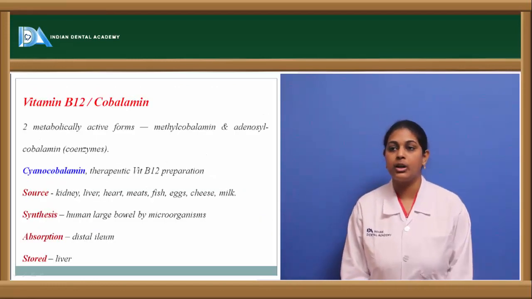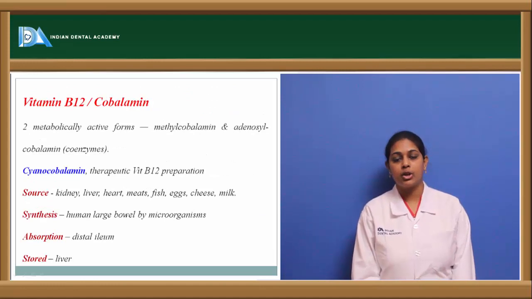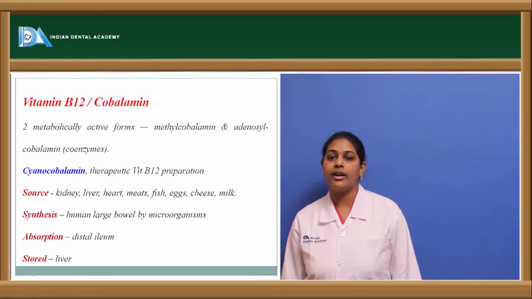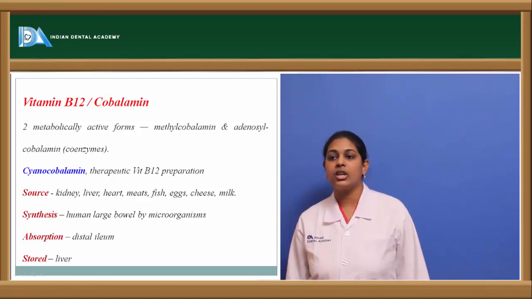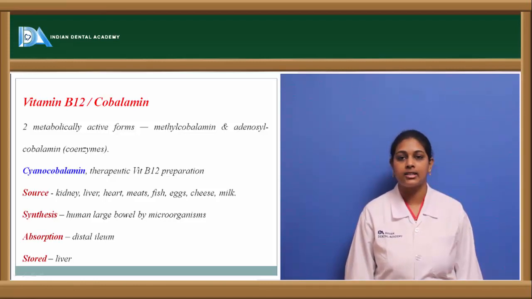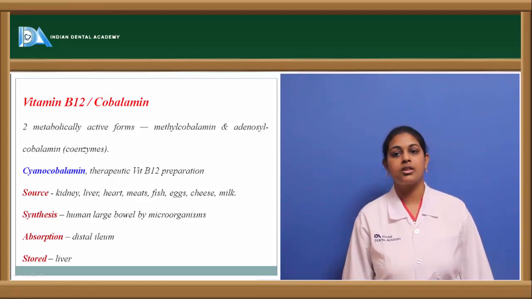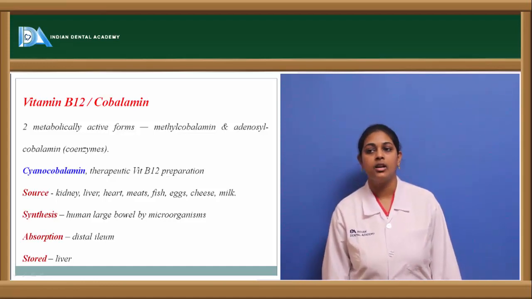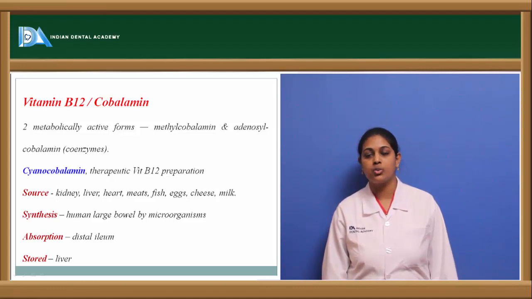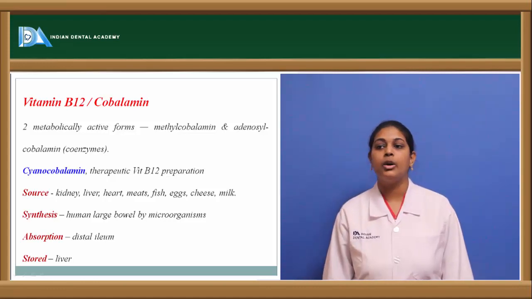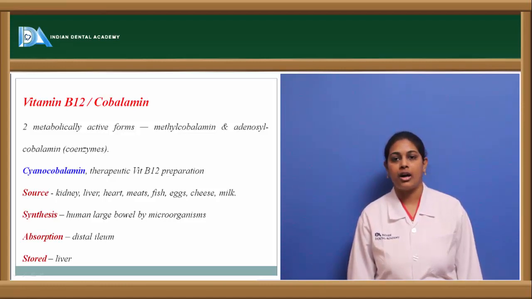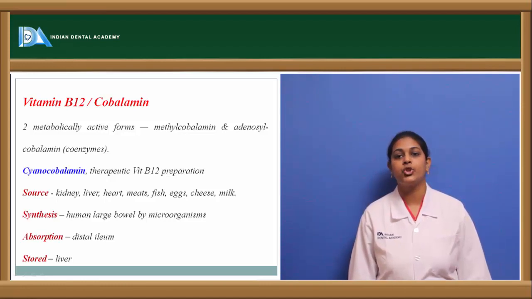Coming to vitamin B12, which is also known as cobalamin, it is usually present in 2 metabolically active forms. It is methylcobalamin and adenosylcobalamin. They are usually the coenzymes which mediate certain reactions where they act as catalysts. So this cyanocobalamin is also used as a therapeutic agent in vitamin B12 preparation. And the major source for this vitamin B12 is from the kidney, liver, heart, certain meats. They could be fish, otherwise it can also be derived from egg, cheese and milk.